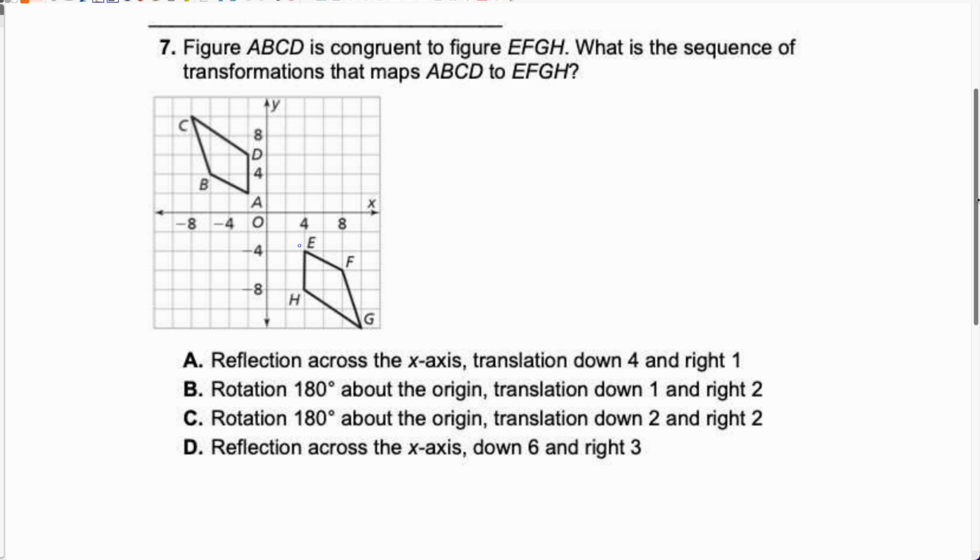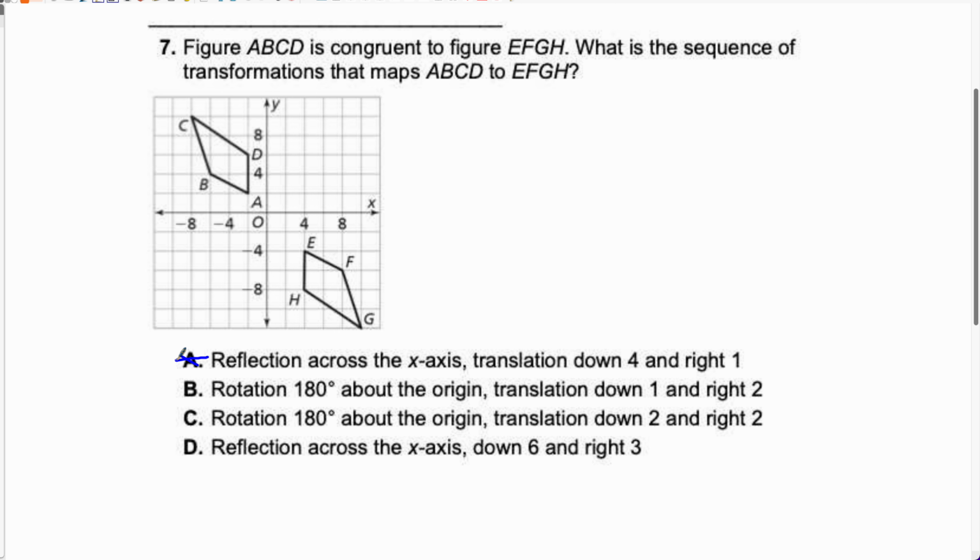Because if we reflect across the X-axis and then we go down 4 and right 1, that doesn't put us anywhere near where we need to be. A is no good. Okay, rotation 180 about the origin, and then down 1, right 2.